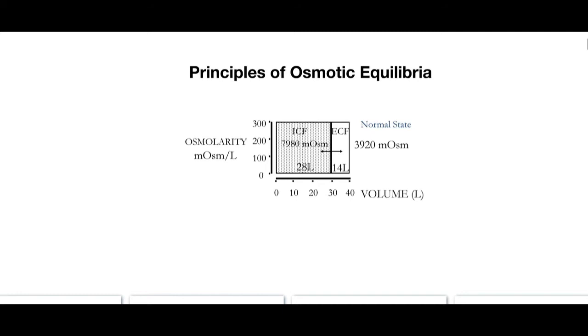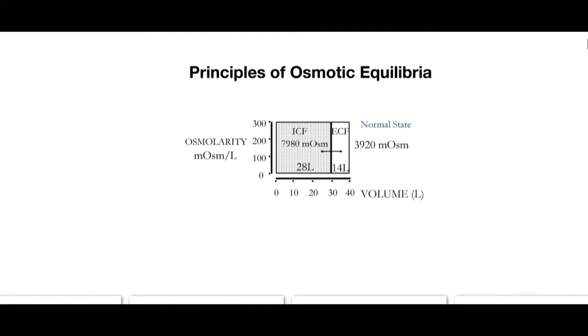Anybody want to calculate? I think it's a little higher. 285. Okay, so these are not in equilibrium. So, if they're not in equilibrium, which way would your fluid move? If inside your cell is 285 milliosmoles osmolarity and your ECF is 280. Which way is fluid going to move? It's going to move in, right?